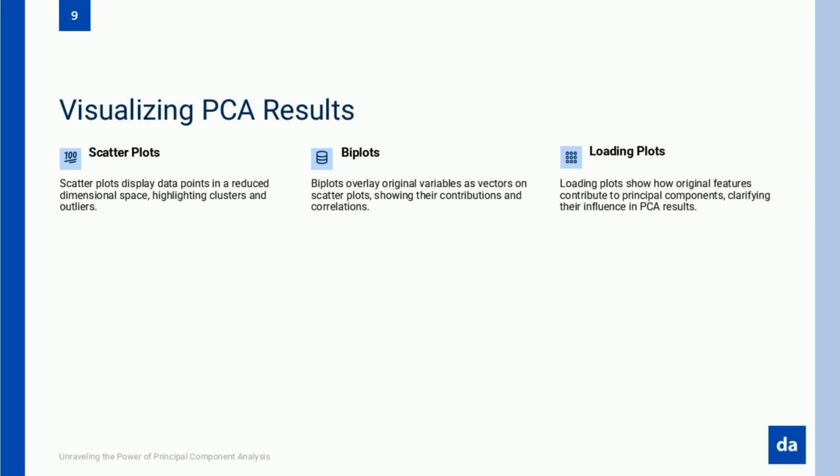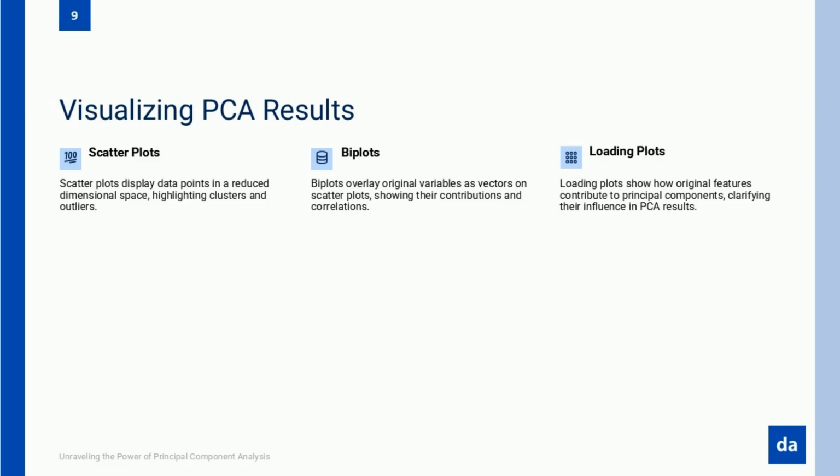Biplots take visualization a step further by superimposing the original variables as vectors on this same plot. These vectors indicate how each original feature contributes to the principal components, with longer vectors showing stronger influence. The angles between these vectors reveal correlations. Vectors pointing in similar directions represent correlated variables, while perpendicular vectors indicate independence. A biplot essentially provides a map of both observations and variables simultaneously, offering a comprehensive view of your data's structure.